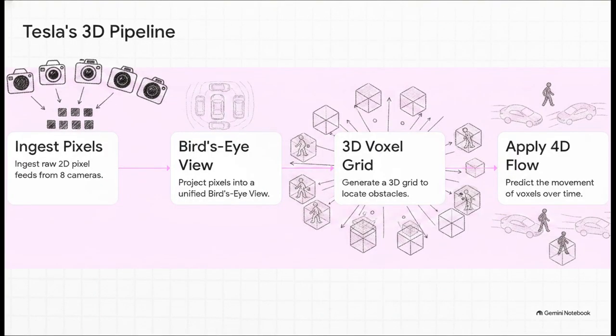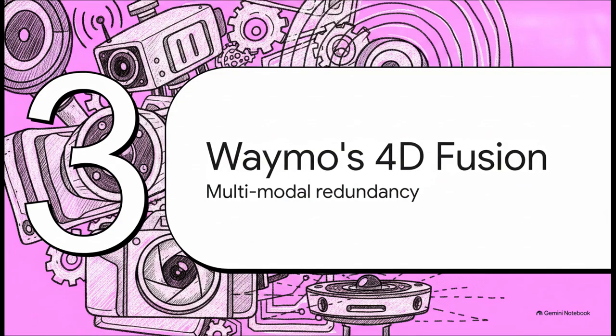And here is the exact step-by-step pipeline Tesla uses to replicate a LiDAR point cloud using literally nothing but cameras and time. Step 1, it ingests raw 2D pixel feeds from those 8 cameras. Step 2, it uses some intense math to project those flat pixels into a unified bird's-eye view. Step 3, it generates that 3D voxel grid we were just talking about to locate the obstacles in depth. And finally, step 4, it applies something called 4D flow. This is where the network tracks these voxels across time, allowing the vehicle to predict exactly how moving objects like other cars or a cyclist will shift their occupied space a few seconds into the future. Pretty wild, right?